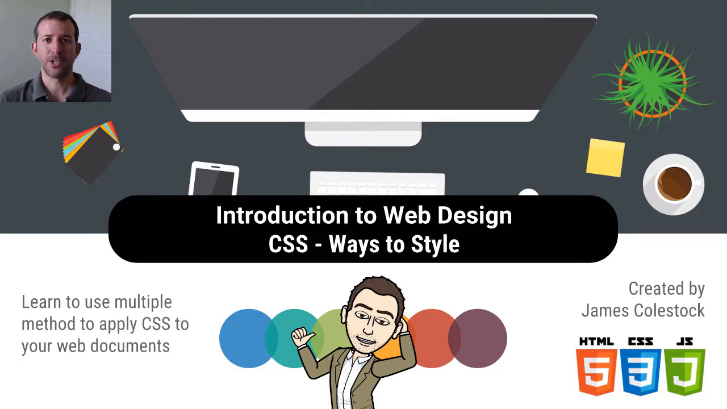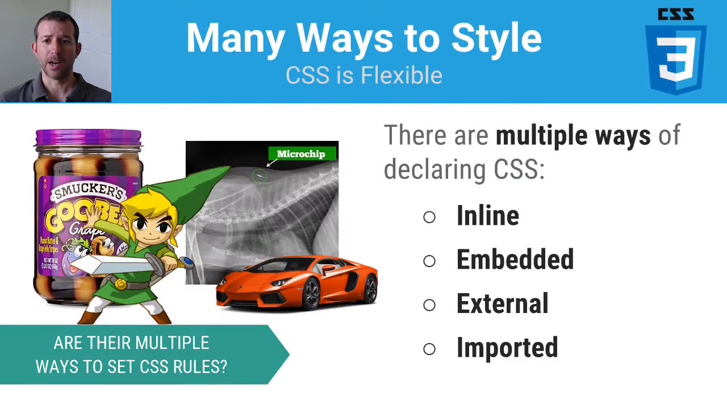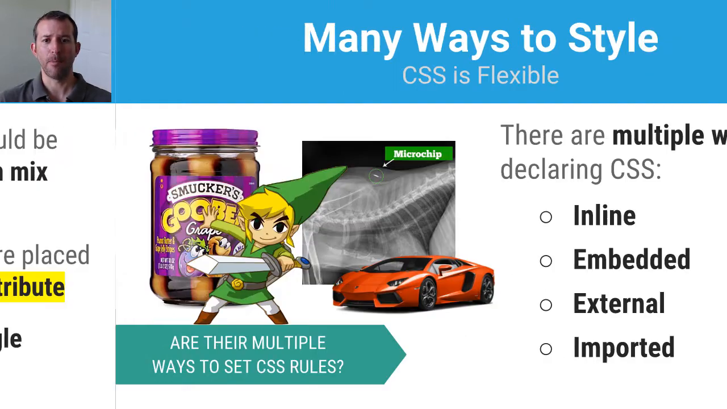Like any great technology, CSS is flexible. We're going to be talking today about the different ways you can include CSS in your web documents. There are many ways to include style, many ways to specify CSS and have it apply to your web pages. There are four main ways that I'm going to teach you about: inline, embedded, external, and imported. These four different methods can all be used to declare style rules and have them apply to your web page.